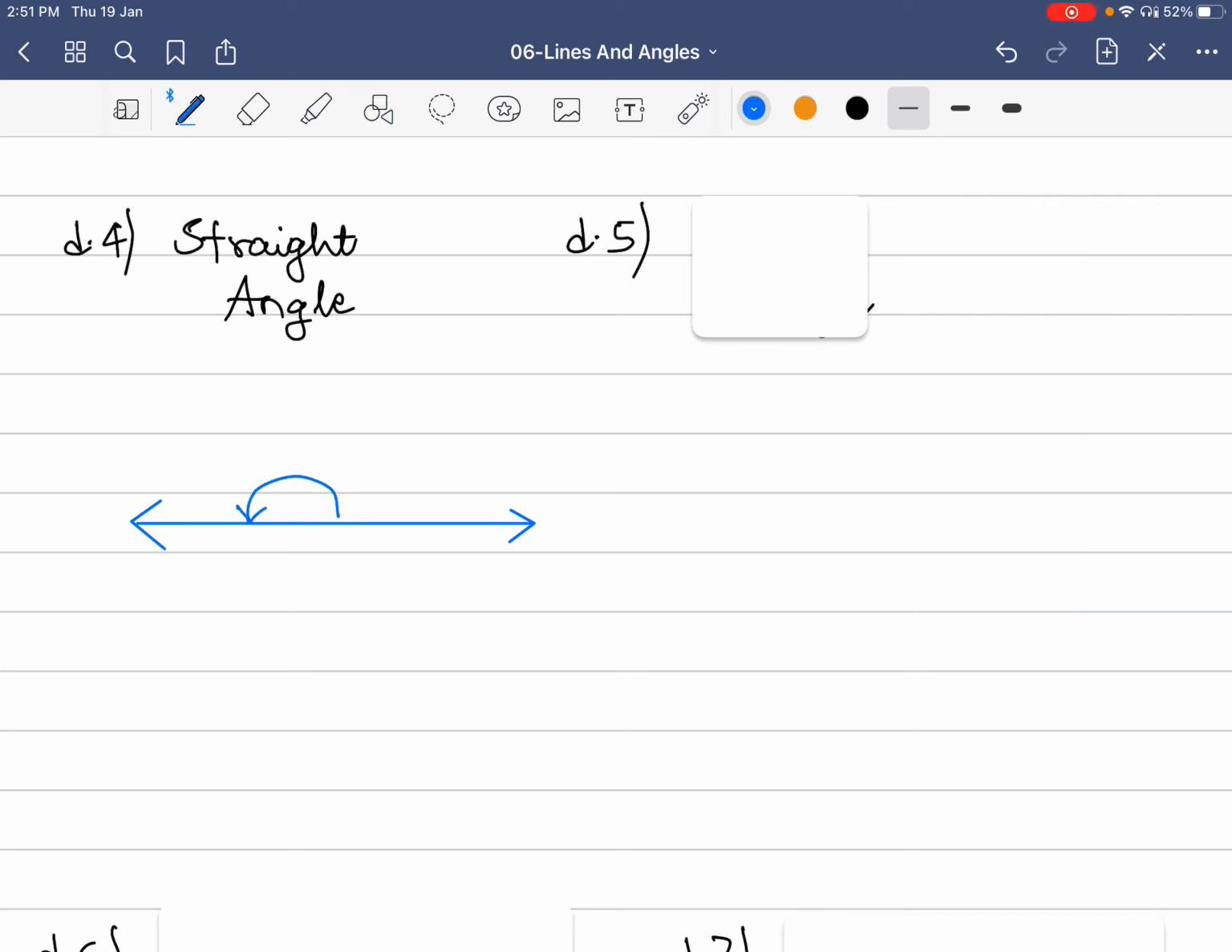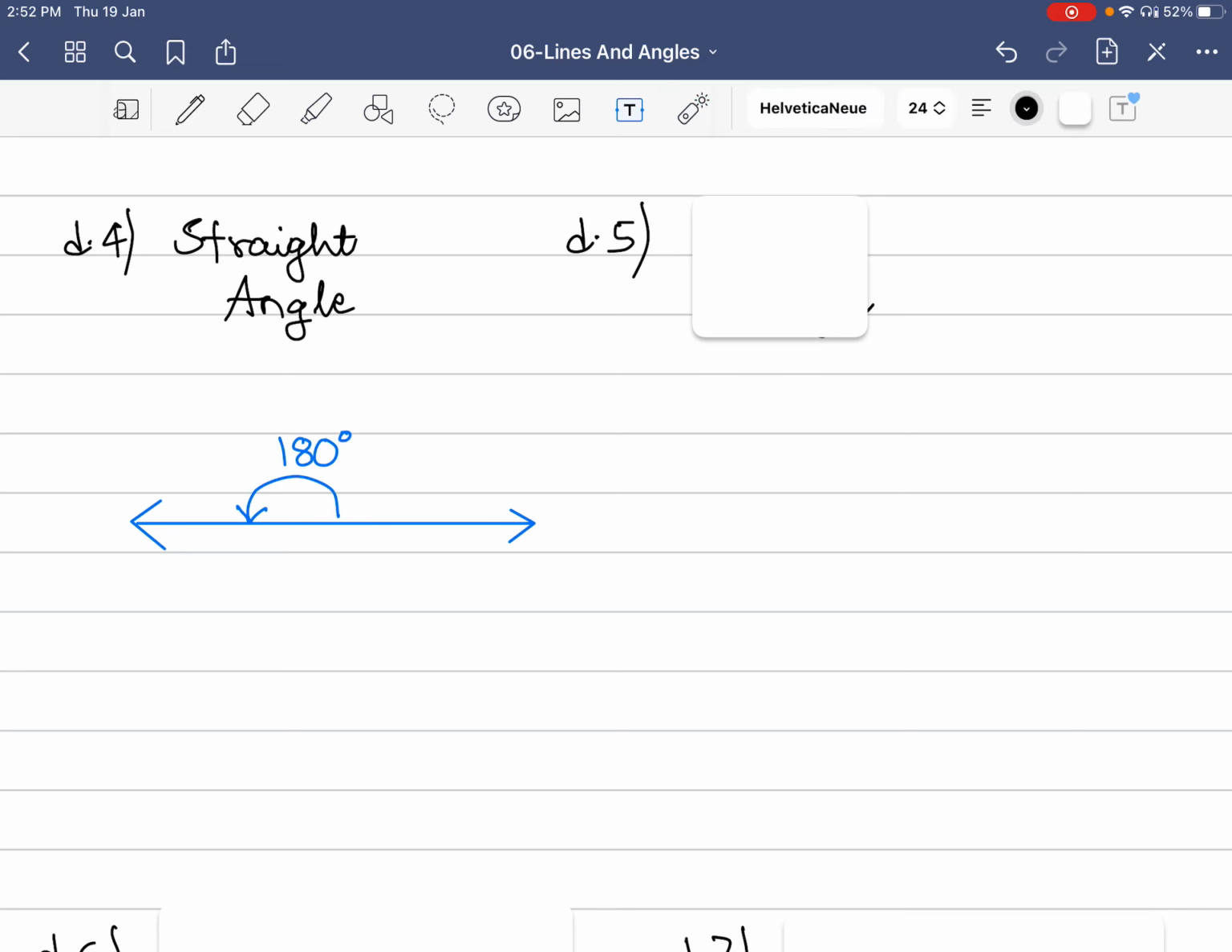So the measure of this angle is going to be 180 degree. If the measure of an angle is exactly 180 degree, then it is called a straight angle. And it's also quite obvious because this angle is nothing but a straight line, whose measure is equal to 180 degree.